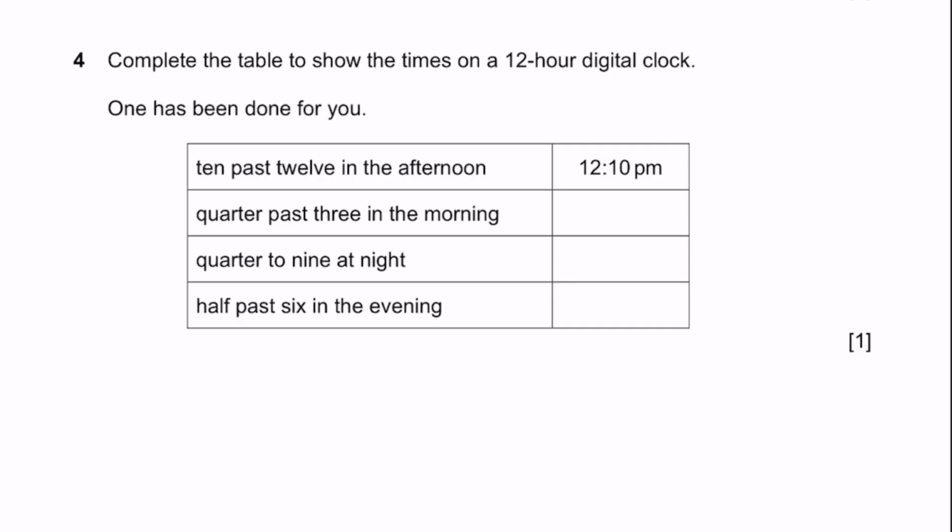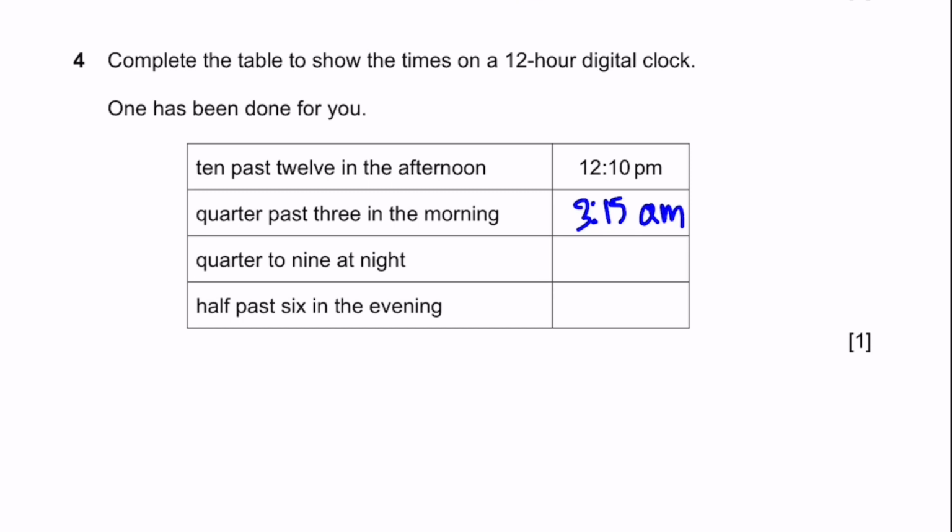Question 4. Complete the table to show the times on a 12-hour digital clock. One has been done for you. 10 past 12 in the afternoon, 12:10 p.m. But there's a 12-hour digital clock. You can only write in the numbers 1 to 12. Okay, 3:15 in the morning. Quarter means 15. So 15 minutes after 3 in the morning. So 3:15 a.m. because it's the morning.